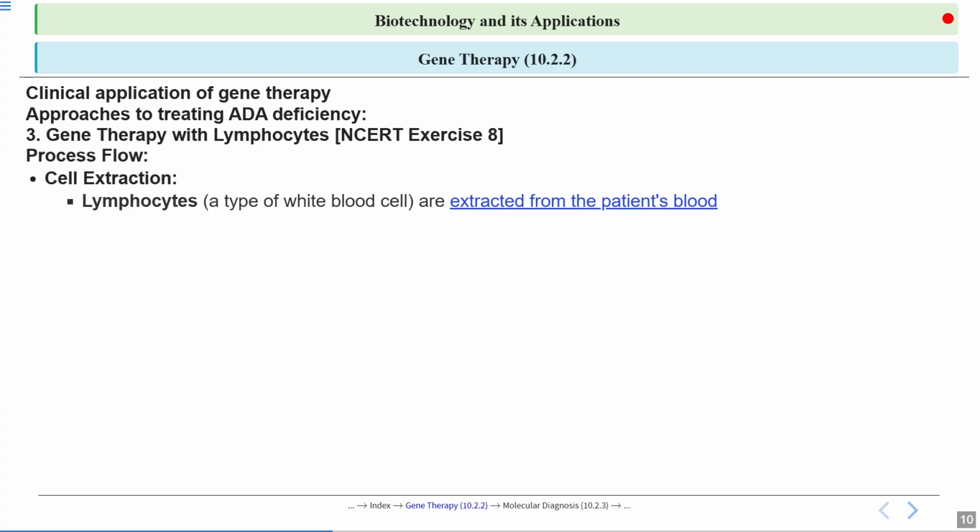So what was the process? First we have to extract the cells. What are lymphocytes? A lymphocyte is a type of white blood cell. These lymphocytes are extracted from the patient's blood, and then they are grown in culture outside the body.